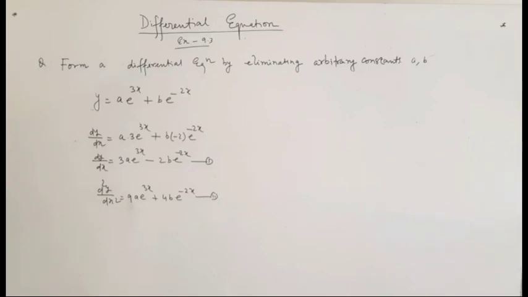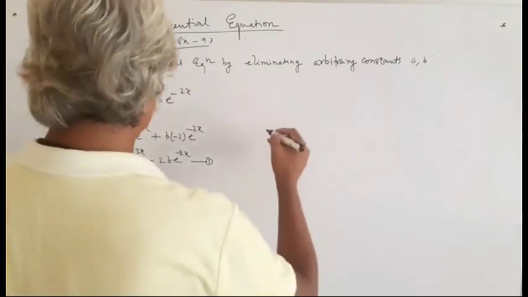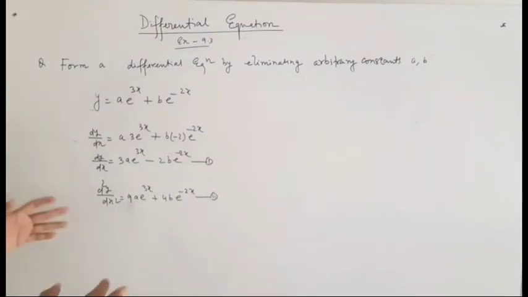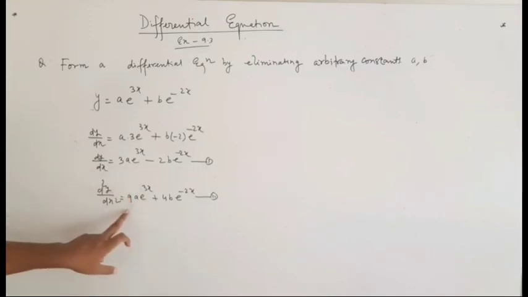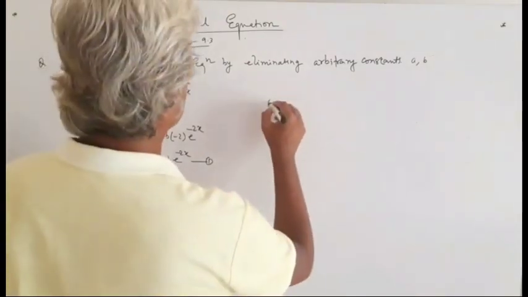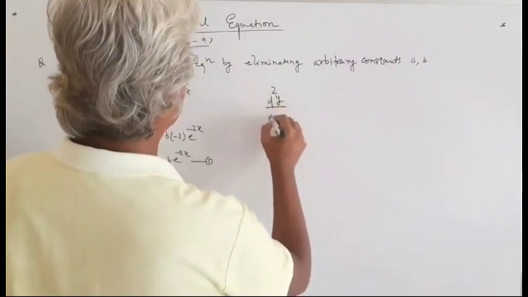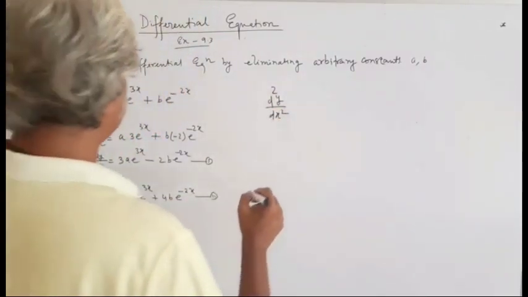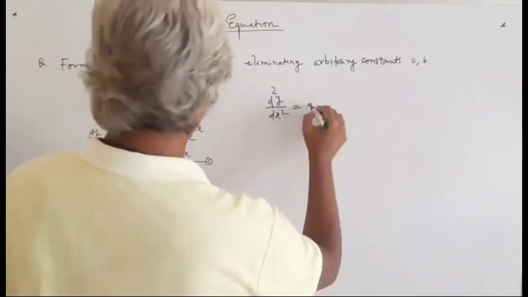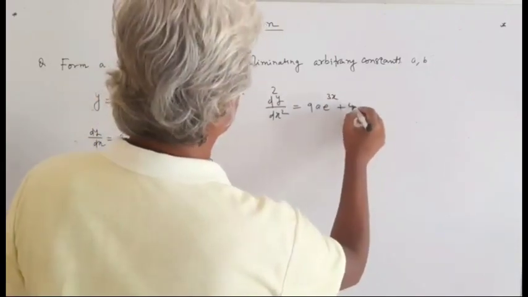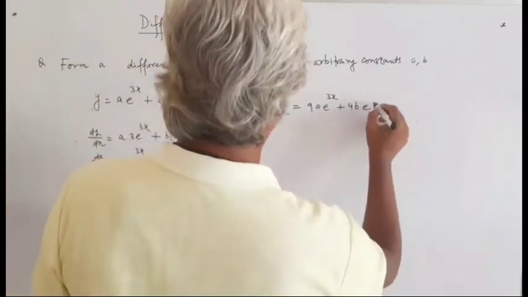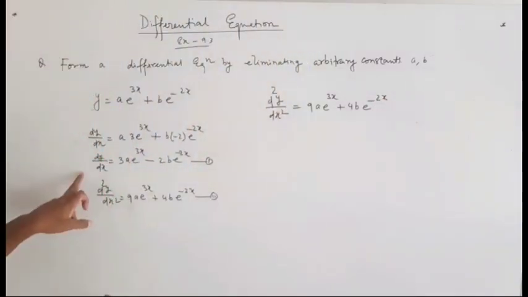There is a rule from determinants which we can use, or if you don't like that, then we have to do it manually. So what do we do? We have to find the values of a and b. We have two equations, one is this and the other is this. So I write the first equation first, that is d square y over dx square equals 9a e to the power 3x plus 4b e to the power minus 2x, and then the second equation.